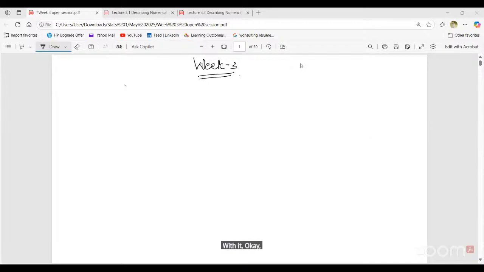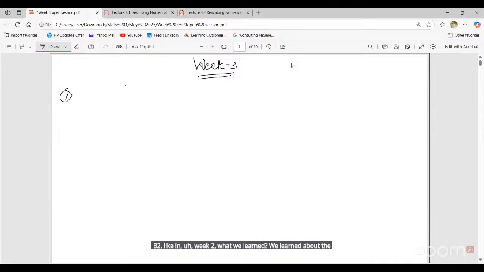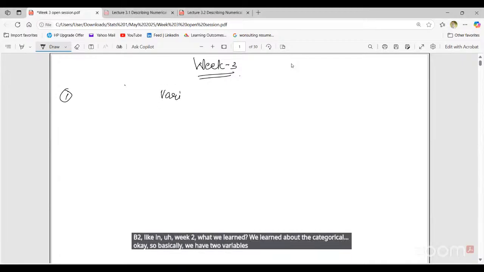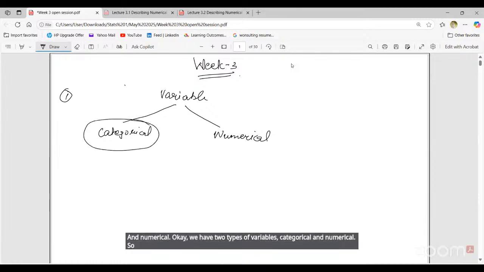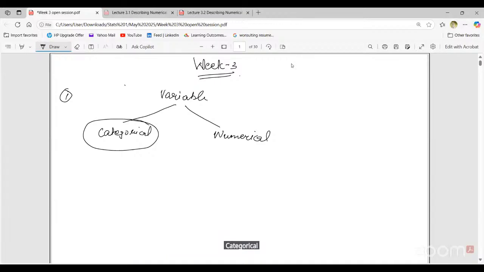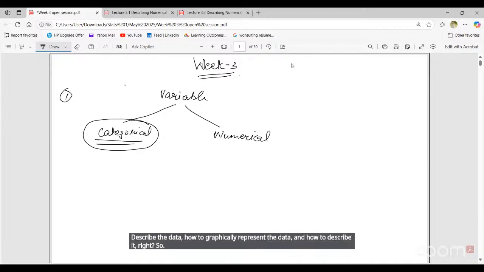So in week 2, what we learned about the categorical. Basically we have two types of variables. What are the two types of variables? Categorical and numerical. So in week 2, we learned about the categorical thing: how to summarize, how to describe the data, how to graphically represent the data. So in week 2, we generally learned about the categorical.